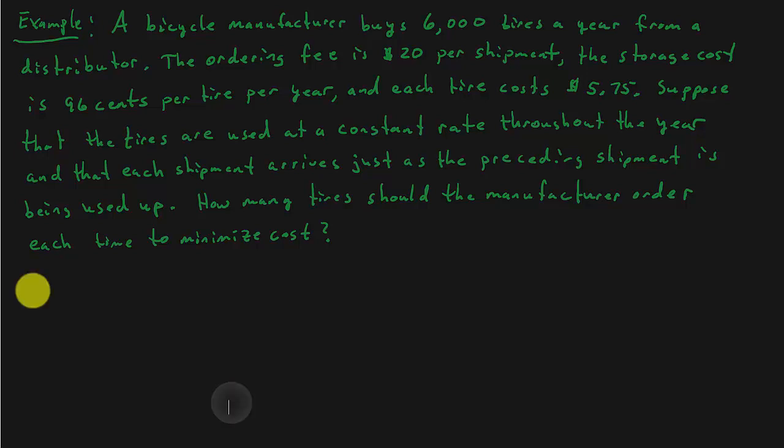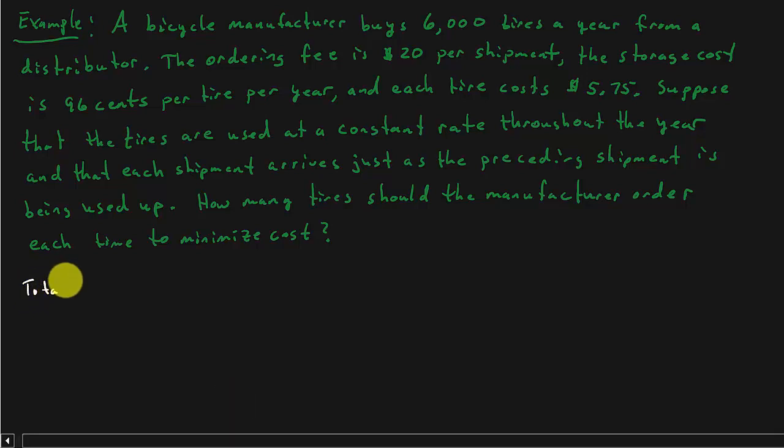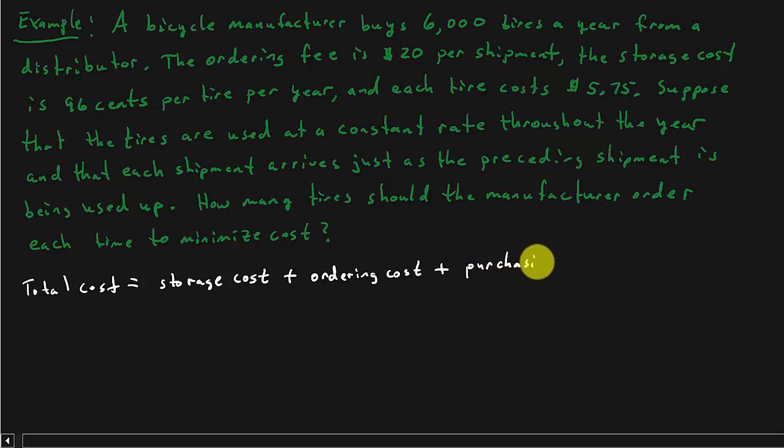All right, so we want to minimize the cost. So we know that the total cost, well, what is the total cost? It's the storage cost, right? Plus the ordering cost, plus the purchasing cost. Okay. See, because we got an ordering fee of $20, and then we got our purchasing cost. How much do the tires cost? And then you got your storage cost. Okay, how much does it cost for storage?